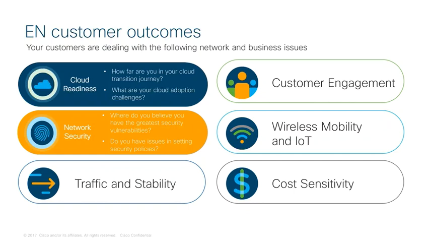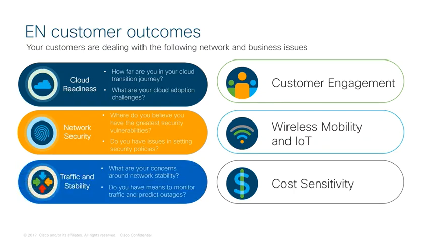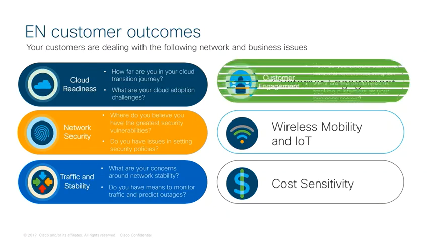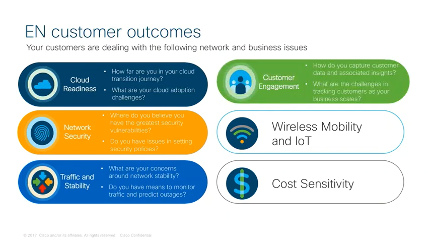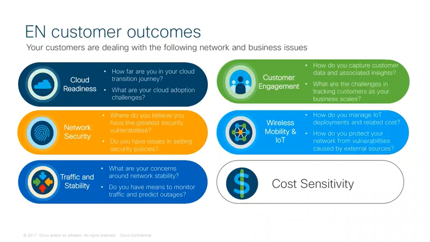What about traffic and stability? What are their concerns around network stability? Do they have the means to monitor traffic and predict outages? In customer engagement, how do they capture customer data and associated insights? What are the challenges in tracking customers as the business scales? How about wireless mobility and IoT? How do they manage IoT deployments and related cost? How do they protect their network from vulnerabilities caused by external sources?